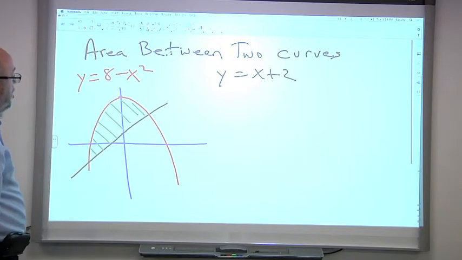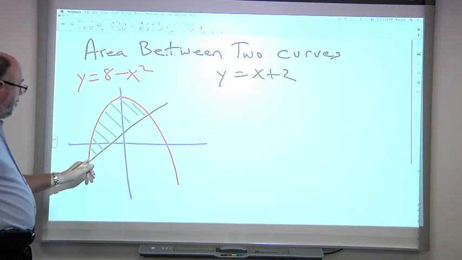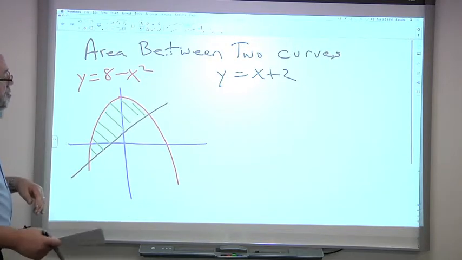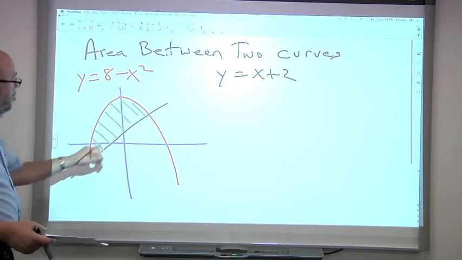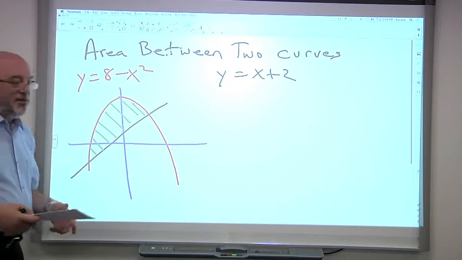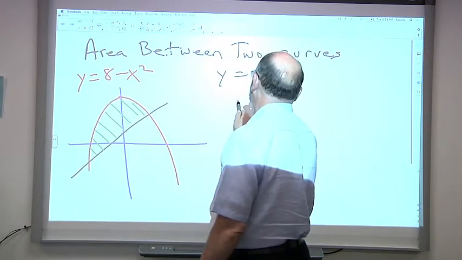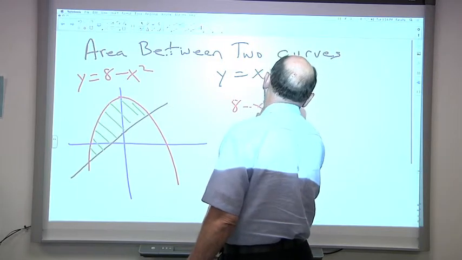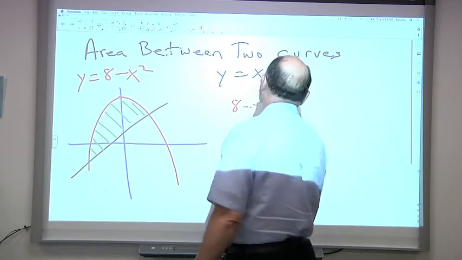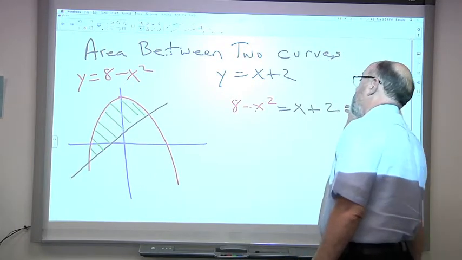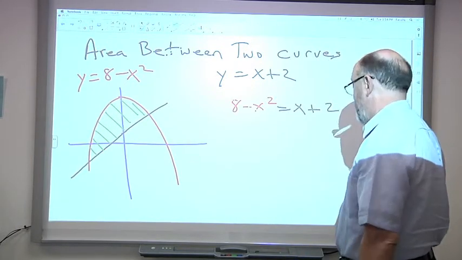And so we need to integrate. We want to integrate from here to here. So we need to determine what those numbers are. Okay, so at those 2 points, these two have to equal each other. And so we're going to have that 8 minus x squared is going to equal x plus 2. So we want to solve this for x.